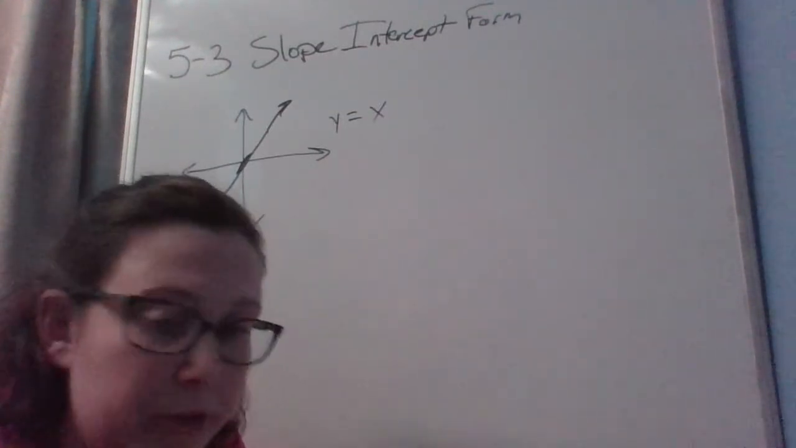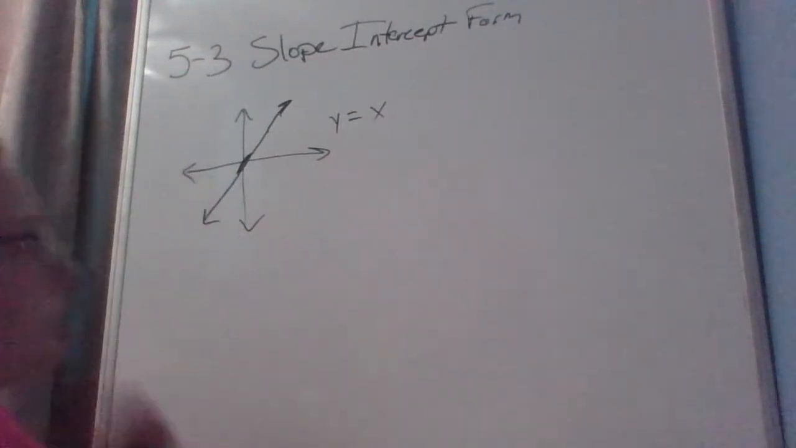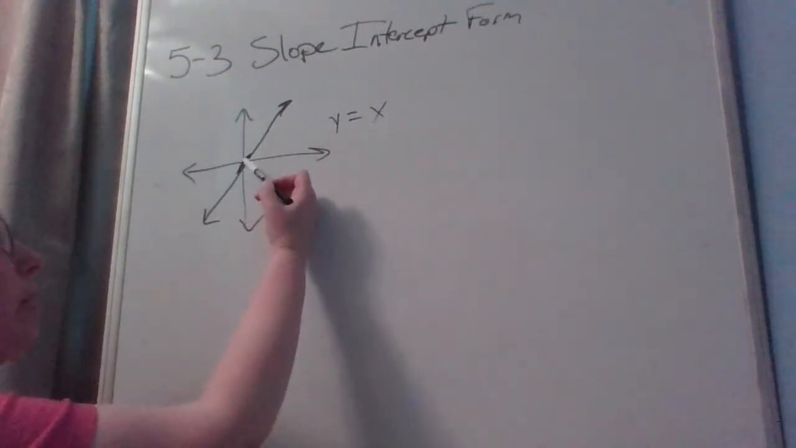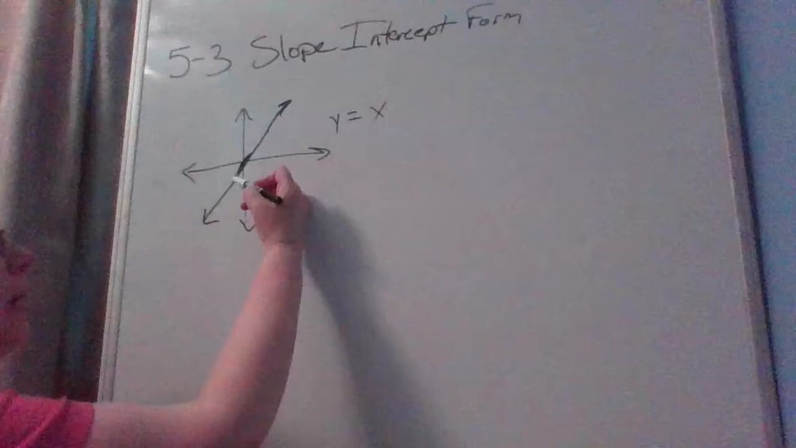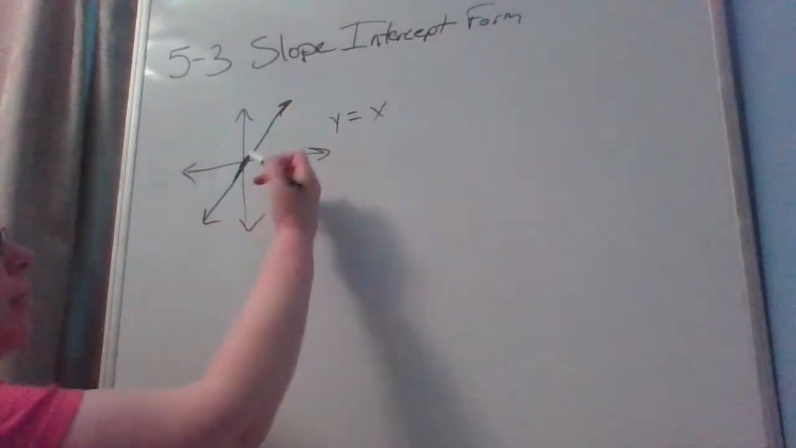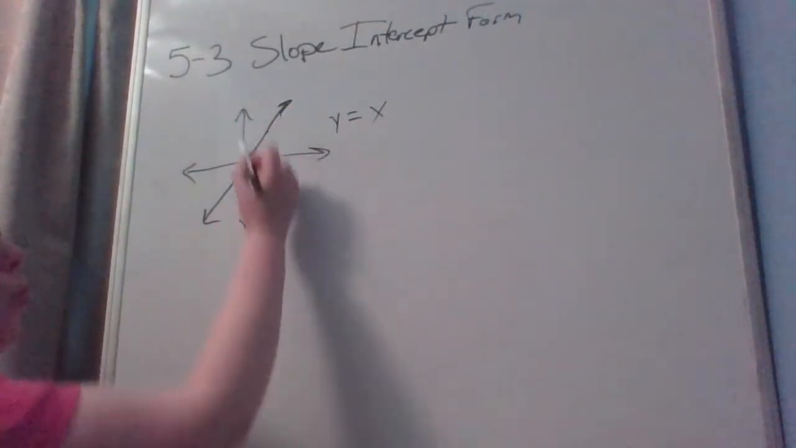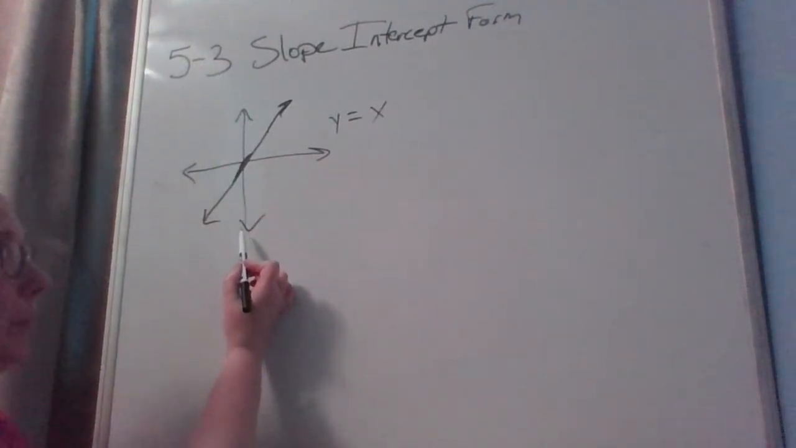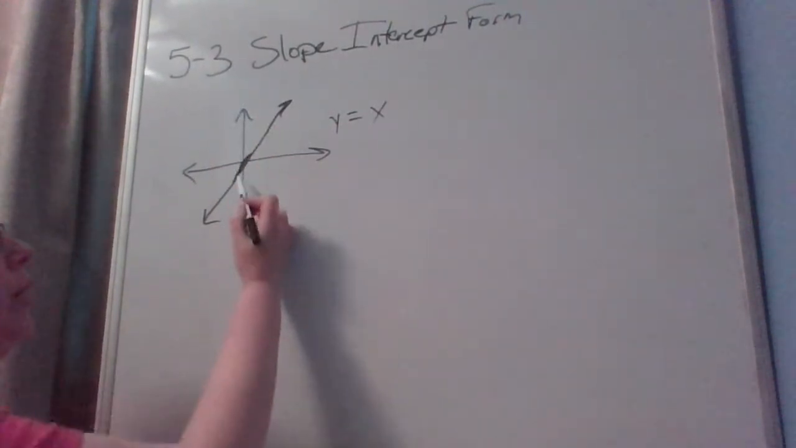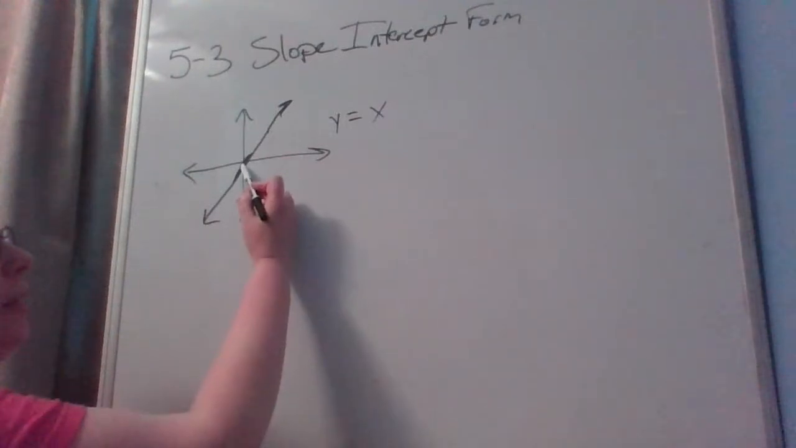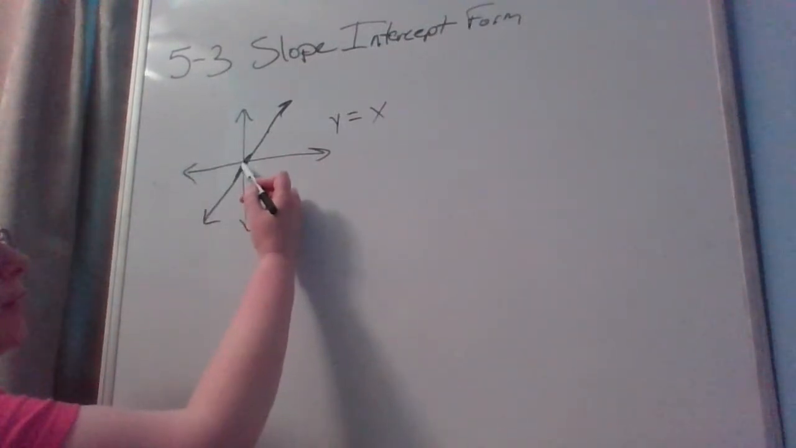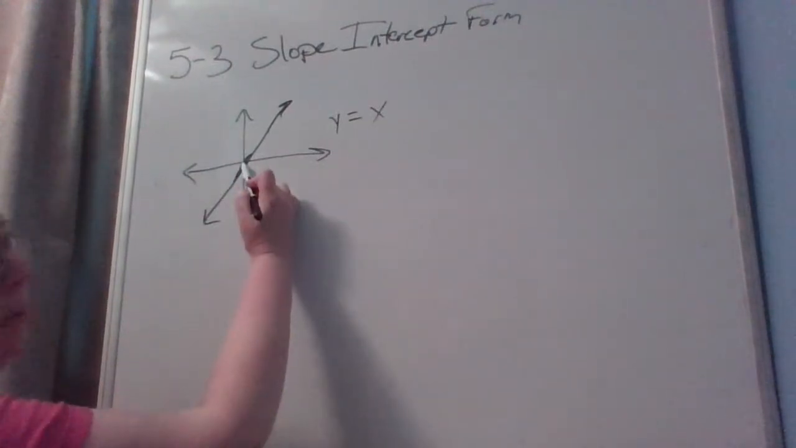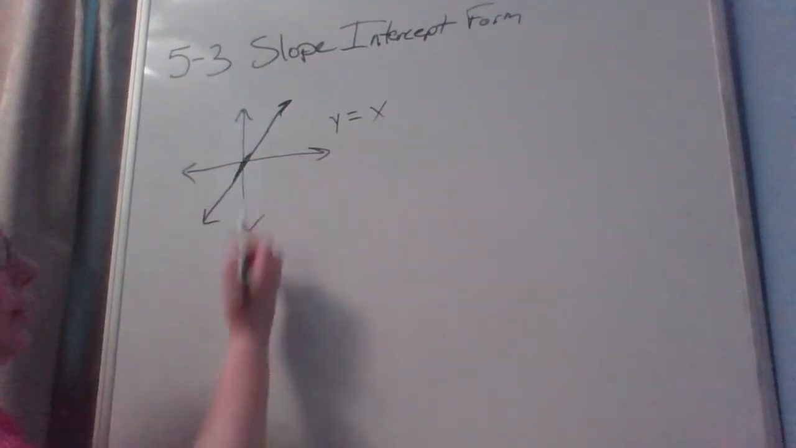Your y-intercept, which is super important in slope-intercept form. When we talk about intercept, that's where something is crossing something. And in slope-intercept form, the y-intercept, or where that line is hitting the y-axis, is super important. So wherever your graphed line intercepts or hits the y-axis, that's called your y-intercept. So here it would be 0 because that's where it's hitting.